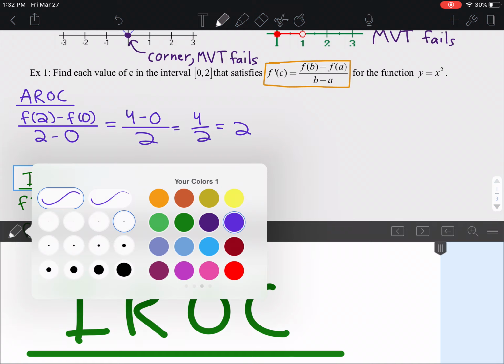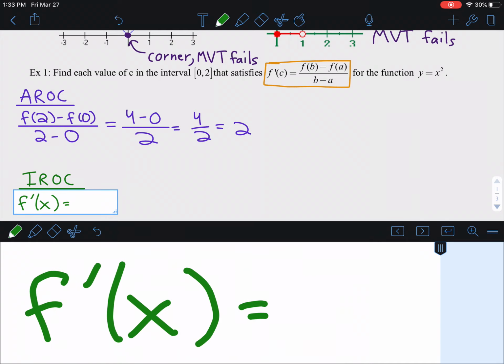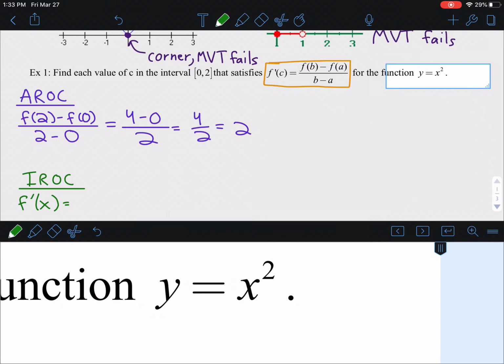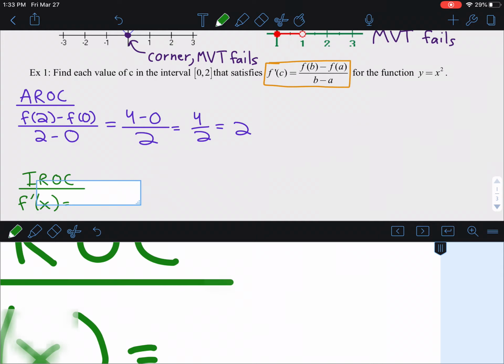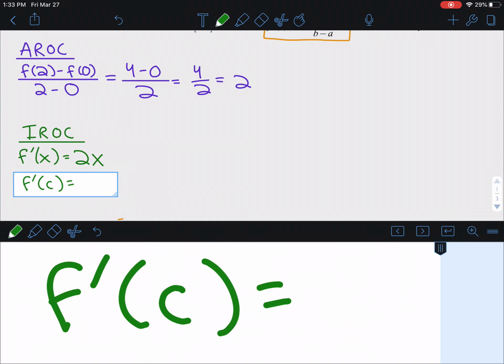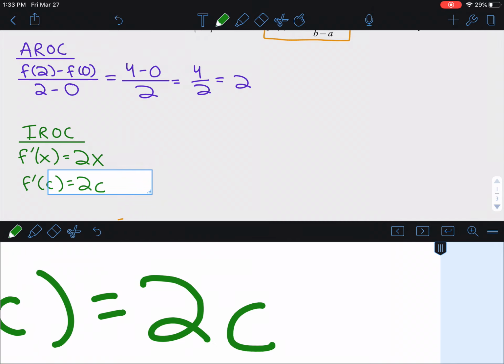Now let's calculate the instantaneous rate of change over the same interval. For the instantaneous rate of change, we need a derivative. The first thing I like to do is start with the derivative function. Don't worry about the mean value theorem here; you have to get your derivatives right. Y equals x squared, luckily for us, is an easy derivative. That's just going to be 2x. Now I want the derivative at a specific x value, which I will call c. So plugging c into my derivative, I get 2c.